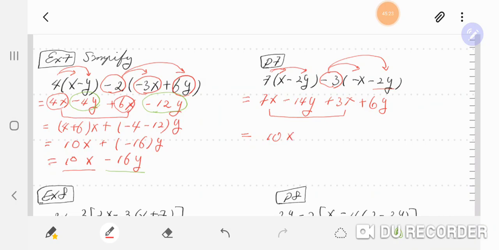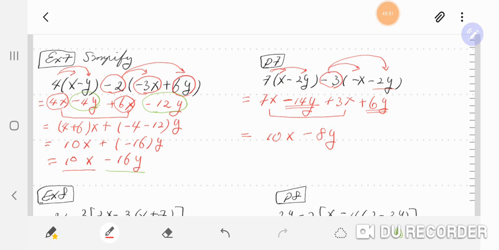The next one is negative 14 and positive 16. Negative 14 and positive 16. So that is negative 8y. So minus 8y. So when you combine the like terms, if this is positive, then positive becomes plus, and if negative, then negative becomes minus.